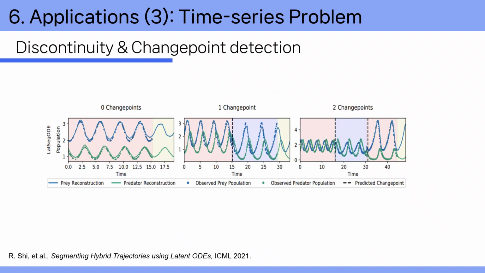Neural differential equations can also tackle many other challenging time series problems. For example, dealing with discontinuities or detecting change points in systems where the dynamics switch over time. Here's an example of Lotka-Volterra hybrid trajectories with varying numbers of change points. The latent segmented ODE model is able to detect those change points accurately and recover the true underlying dynamics.